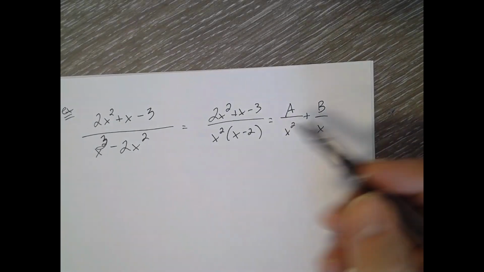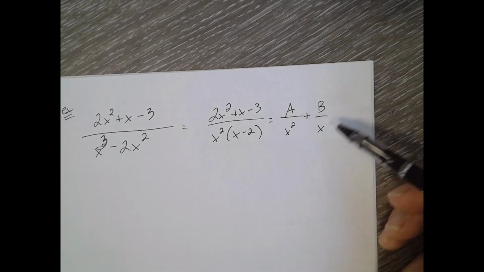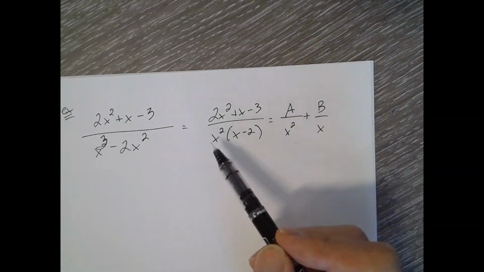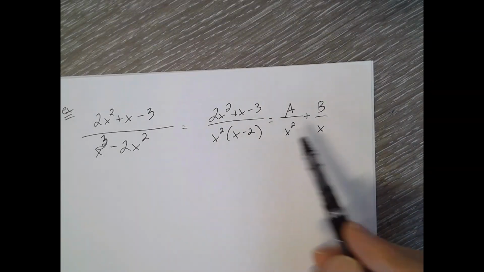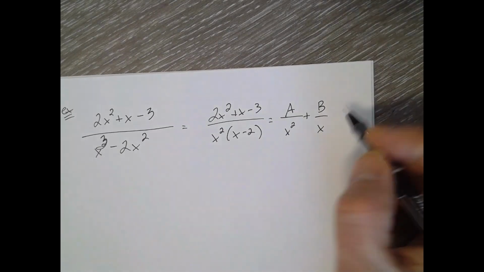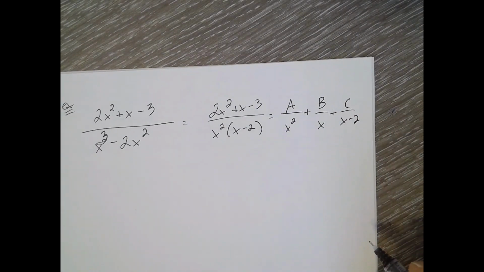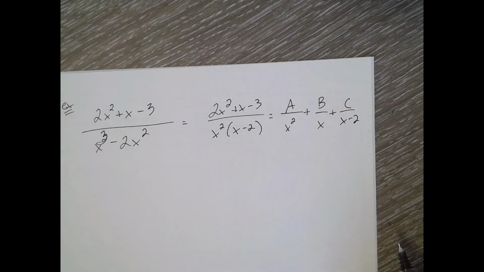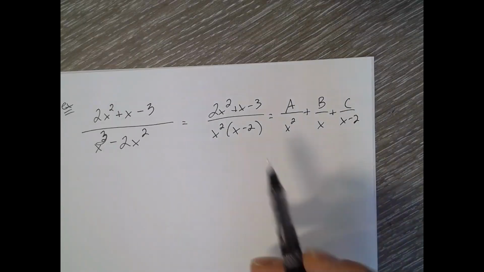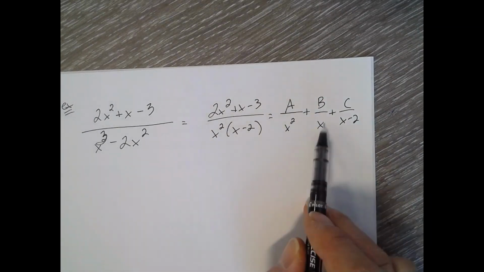If it was x cubed, you could do a over x cubed, b over x squared, c over x. So if there's something squared, you're going to have to do two of them. If there's cubed, you're going to have x cubed, x squared, and x. And I still have my x minus 2. It doesn't matter what order; this could be b, that could be a, because you'll get the same answer. Okay, so that's another rule: if there's something of multiplicity 2 or greater, you have to work your way down.